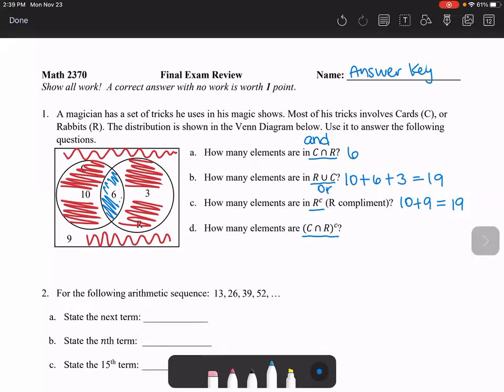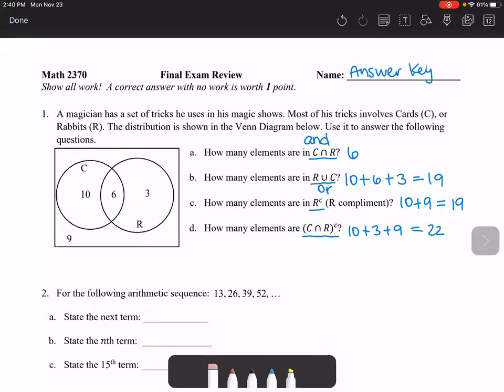So when we add up those things, there's 10 things that are just in C, 3 things that are just in R, and 9 things that are just in the universal set, which is in the box. When we add these up, we get 22. So you should be able to, for the final, identify all of these types of sets, unions, intersections, and complements, find a value corresponding to each of them, or do a shading of these types of sets. You may also be asked to shade a specific union or intersection that's given. Okay, any questions on this one?